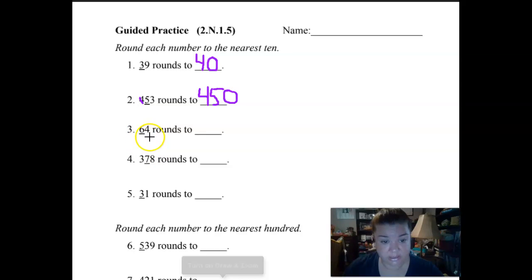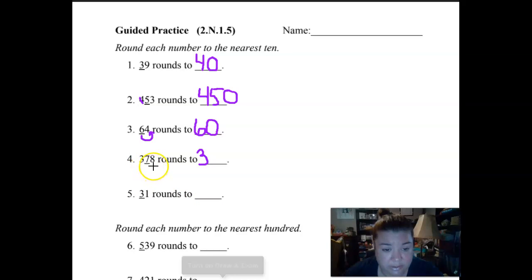Okay, so we're rounding to the tens. We look at the number to the right of it. That's right there. If this number is less than 5, we round down. So that means the 6 stays the same, and then we change that 4 to a 0. Okay, try the next one. It's rounding to the tens, not the hundreds, so we don't need to worry about the 3. The 3 is going to stay the same, so you can just automatically put the 3 at the beginning of your answer.